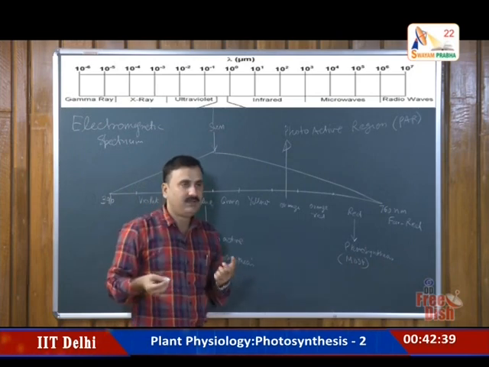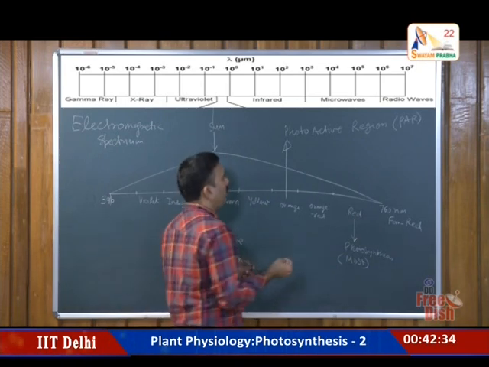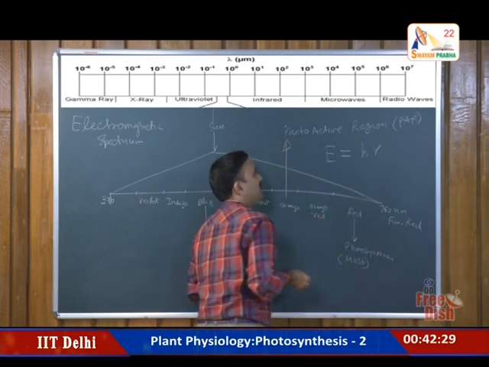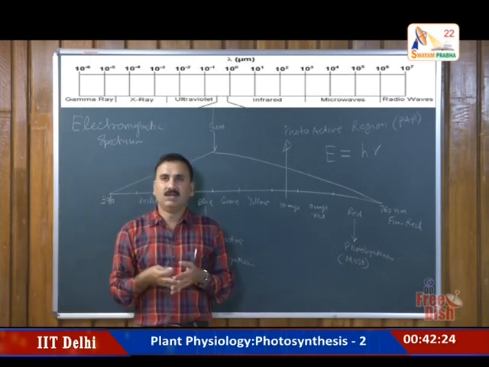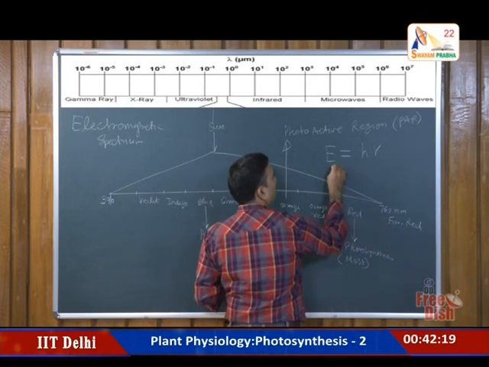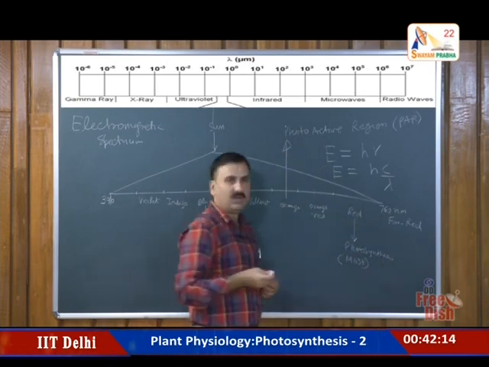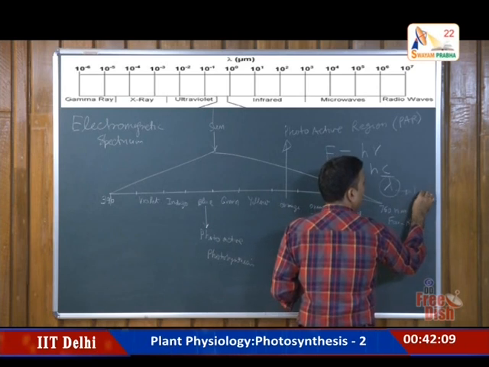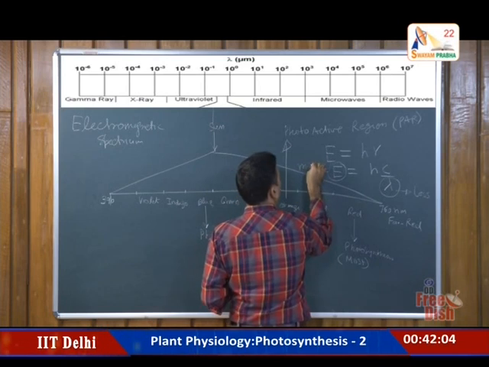why does the blue light have more energy and red light has less energy? Because the energy is expressed by the expression known as E equal to h nu, which is actually the discovery by Albert Einstein. And if I put the value of wavelength, it can be expressed like this. So, the shorter the wavelength, the more energy you are going to have.